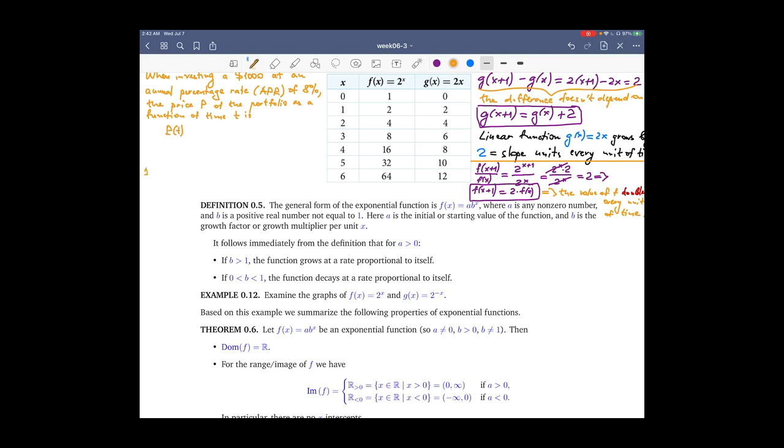Well, in 1 year, you're going to have what you had before, 1,000, plus that times 8%. And if you factor out 1,000, that's 1,000 times, in parentheses, 1 plus 0.08, which is simply 1,000 times 1.08. How about in 2 years?